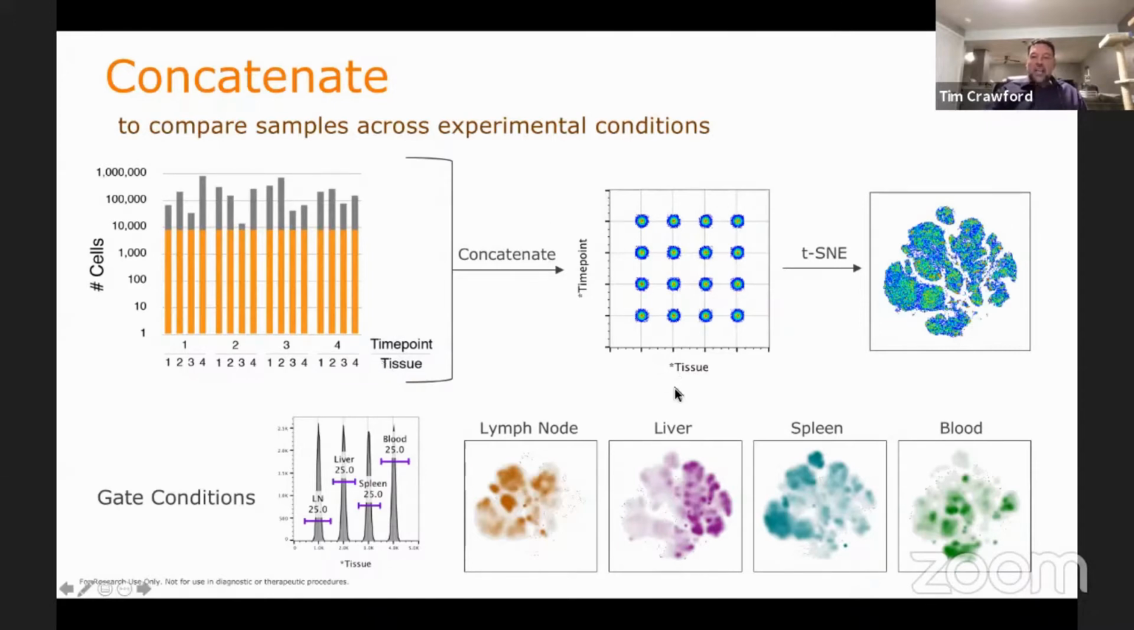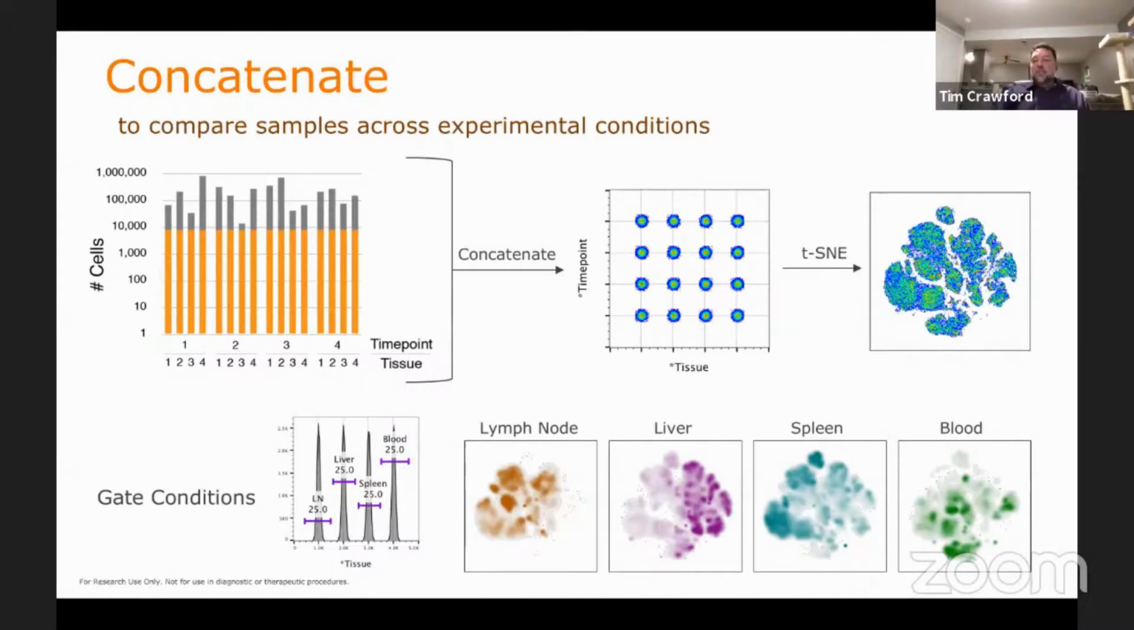And so here I'm concatenating, creating parameters for tissue and time point, and organizing my 16 different samples from 4 different tissues and 4 different time points, all into a single file and running T-SNE on that same file. At that point, you can then look at one of those condition parameters, gate those conditions apart, and visualize each of the separate sets of events from different tissues in this case within that common dimensionally reduced data space.